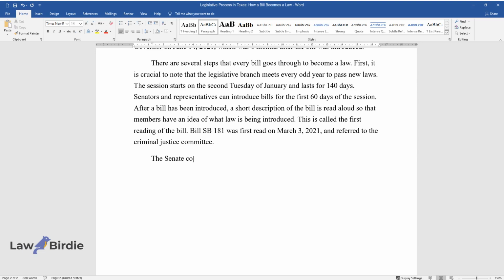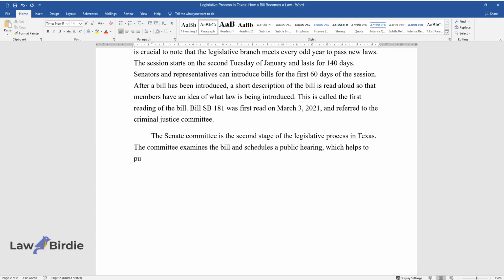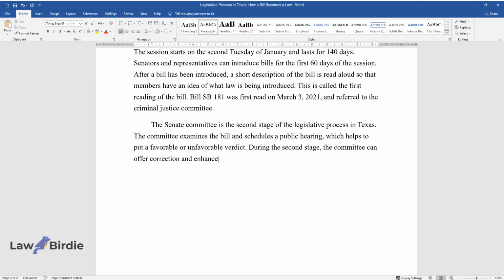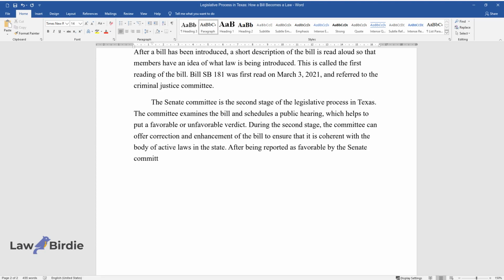The Senate committee is the second stage of the legislative process in Texas. The committee examines the bill and schedules a public hearing, which helps to put a favorable or unfavorable verdict. During the second stage, the committee can offer correction and enhancement of the bill to ensure that it is coherent with the body of active laws in the state.